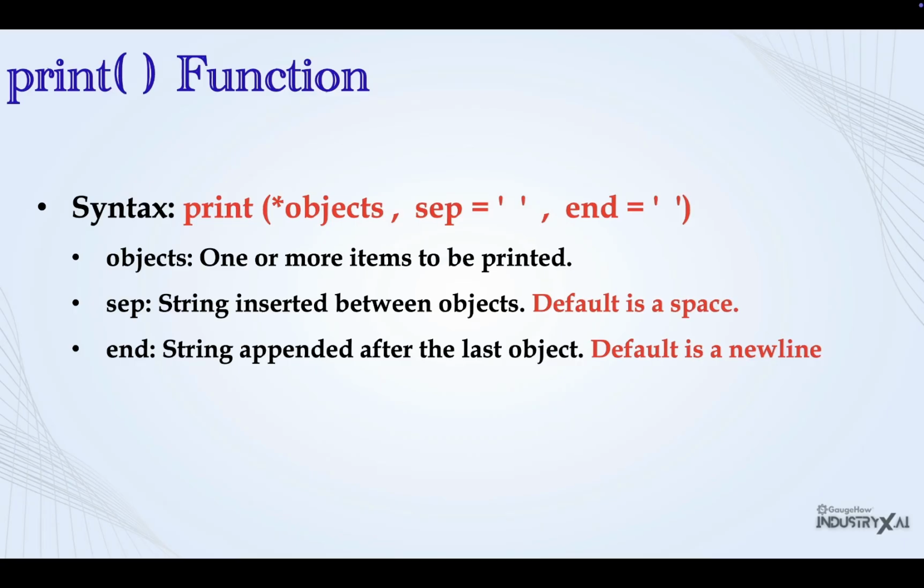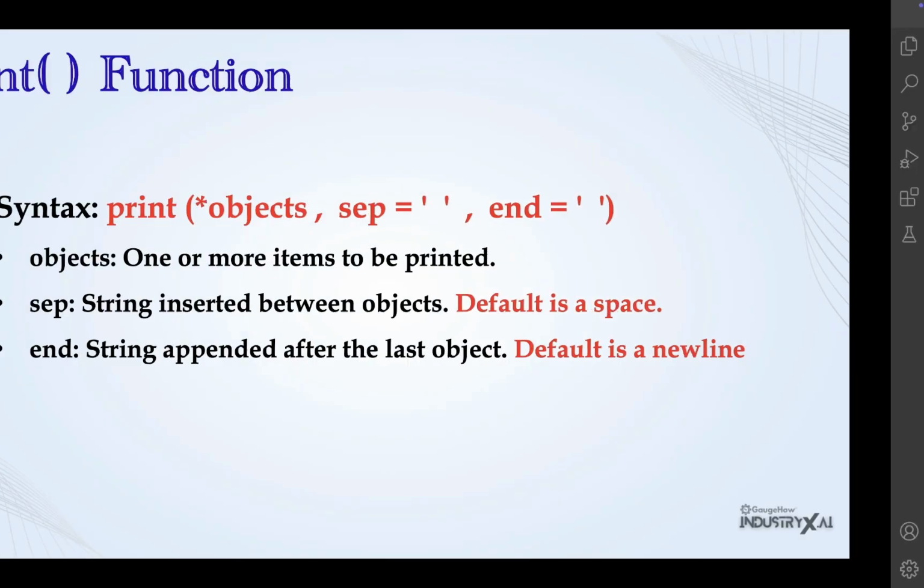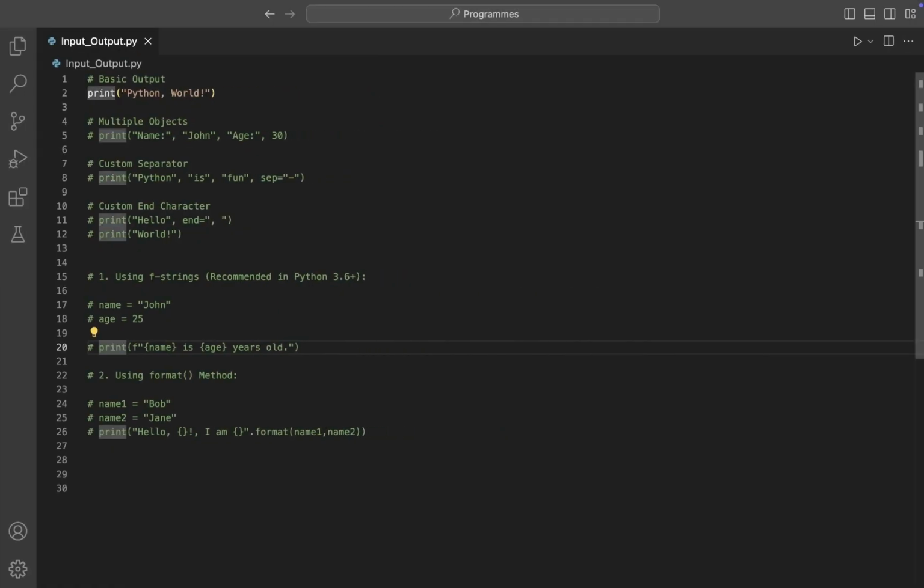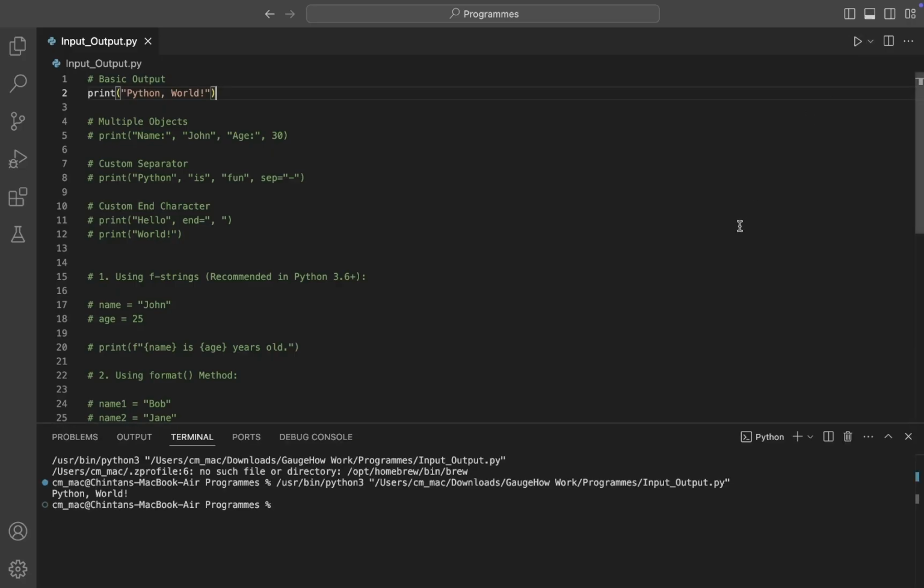Now to understand this print function in detail, let us go to VS Code. You may have already used the print function in our previous programs also, but now we will understand the different ways we can use this print function. The first method is you can simply type print, and within double quotes whatever data you want to print. Currently we have written print within double quotes Python world. So once we run this program we will get the output Python world. You can see on the screen.